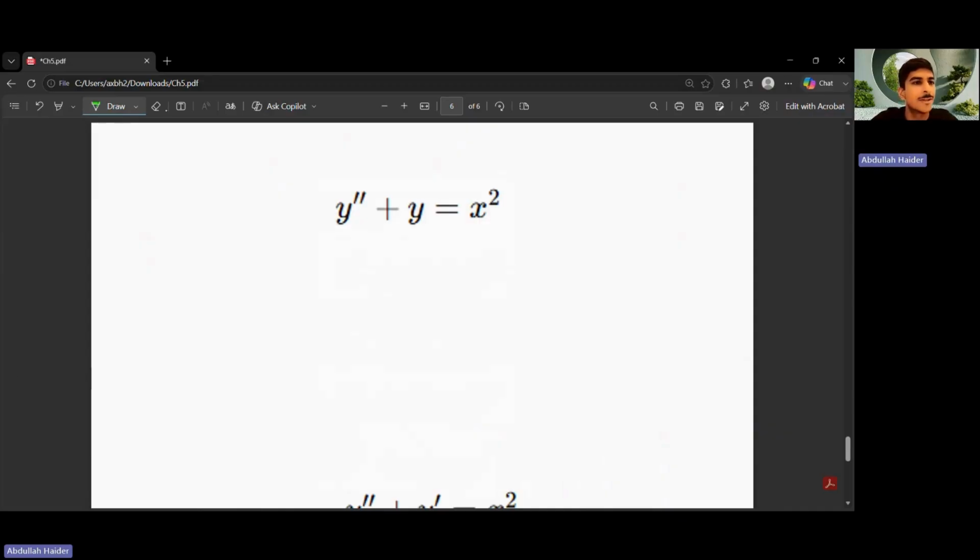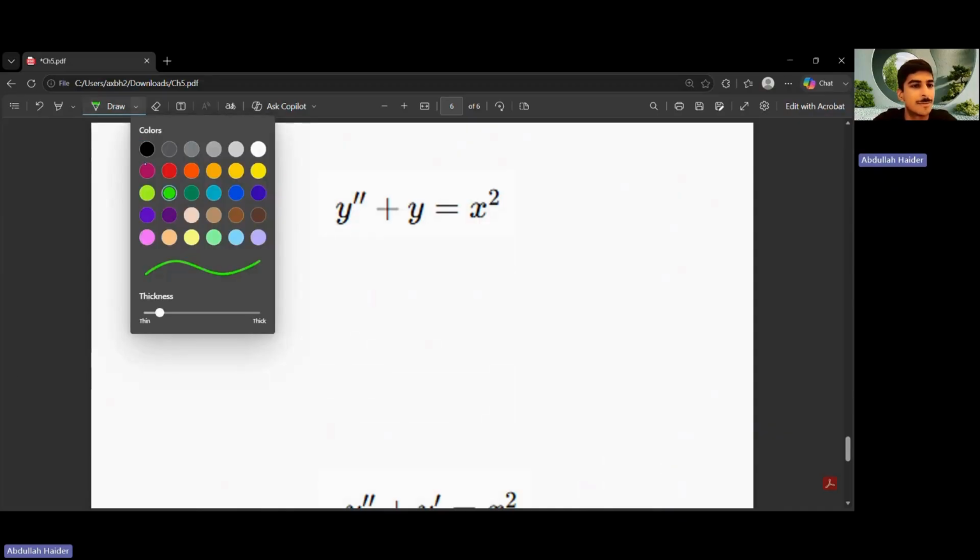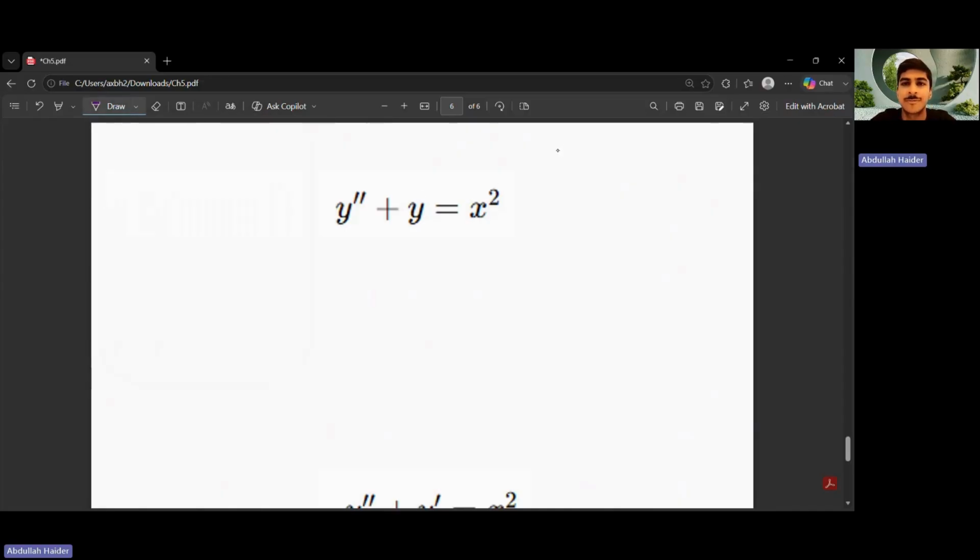So finally, we're into the last type of the method of undetermined coefficients, where you have a polynomial on the right hand side. So you have a polynomial on the right hand side. And I will be giving just a quick note on the cases. So basically we will start off by finding our homogeneous solution.